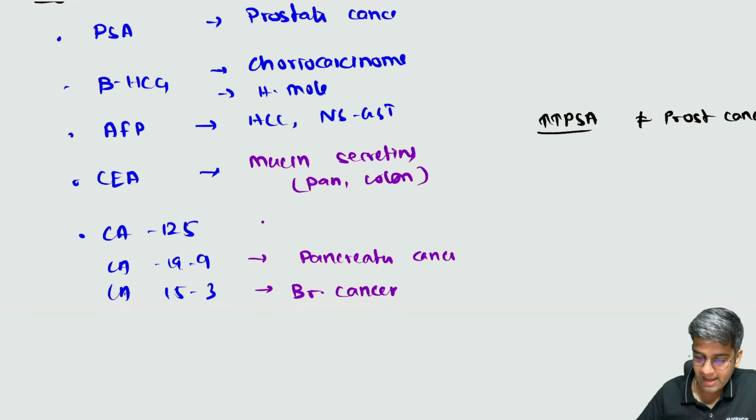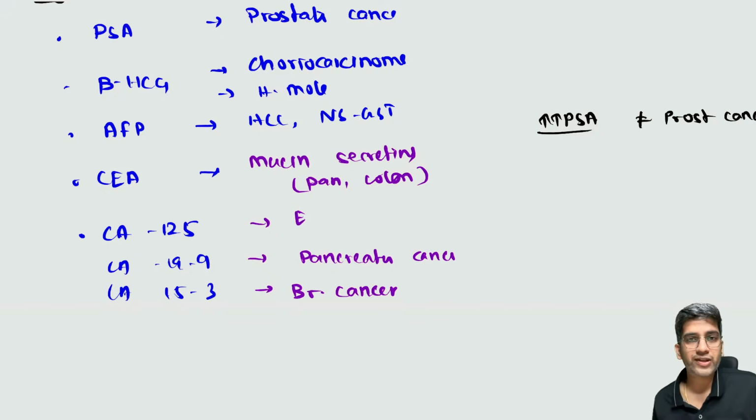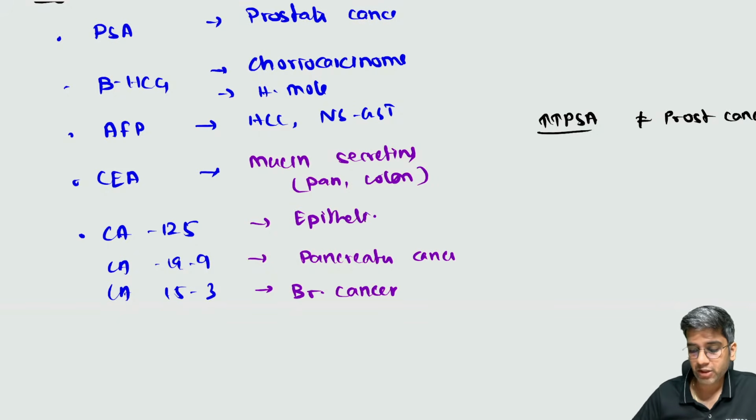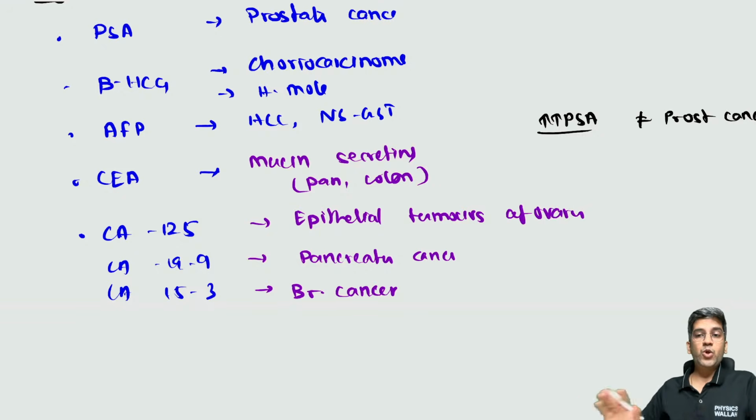Okay, and 125 for this. Please don't write ovarian cancers or ovarian tumors. That's a wrong statement. It has to be specified epithelial tumors of ovary. It's very, very important. Don't write any ovarian cancer. It will be elevated only in epithelial tumors of ovary.